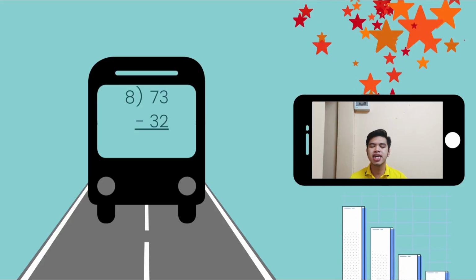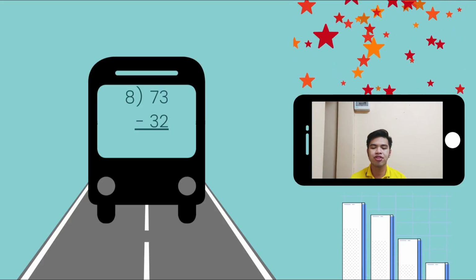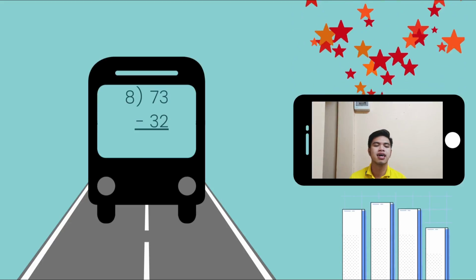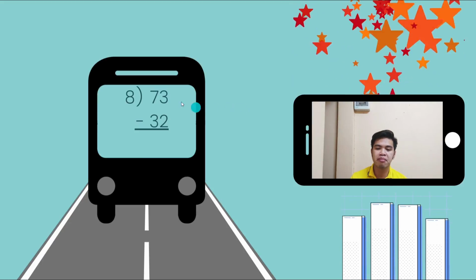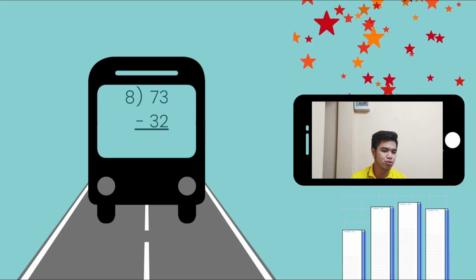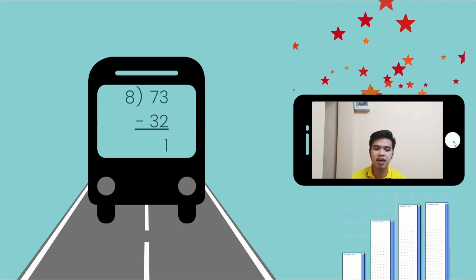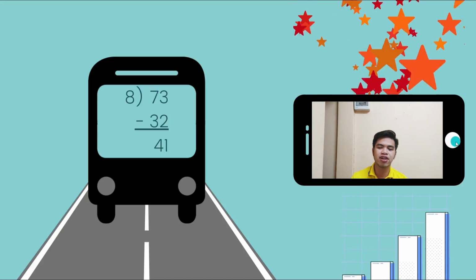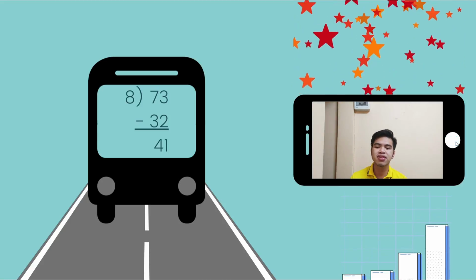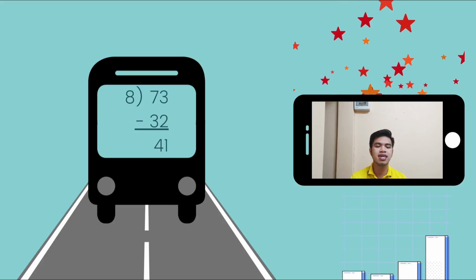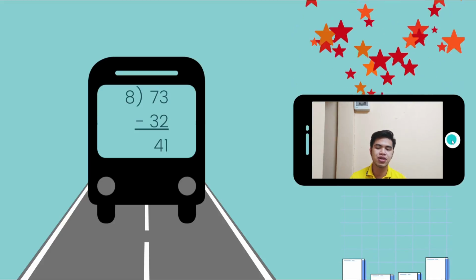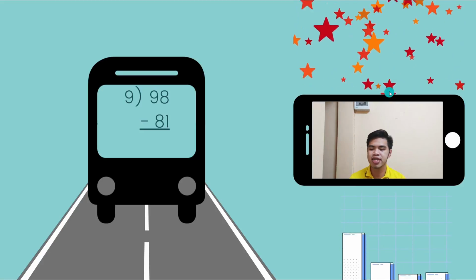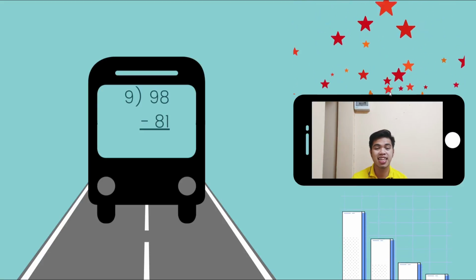So for number 8, we have 73 and 32. 73 minus 32. So it's going to be 3 minus 2 is equal to 1. And then 7 minus 3 is 4. Alright. Therefore, 73 minus 32 is equal to 41. Alright, now we have our last number. It's going to be number 9.